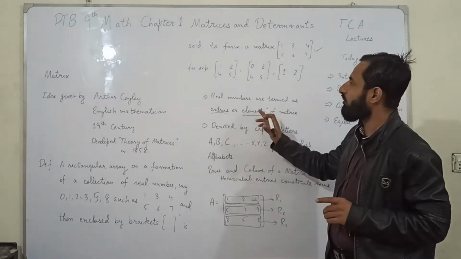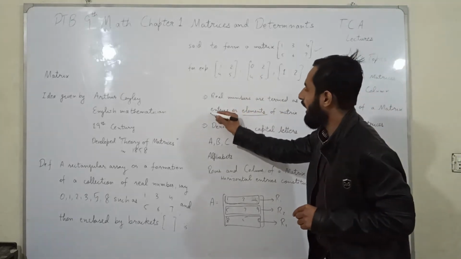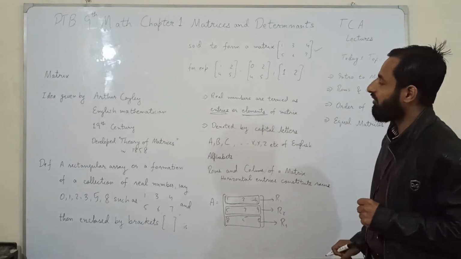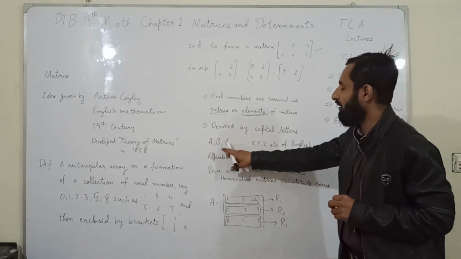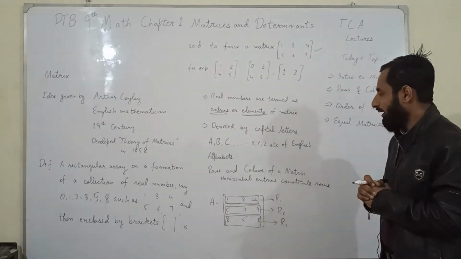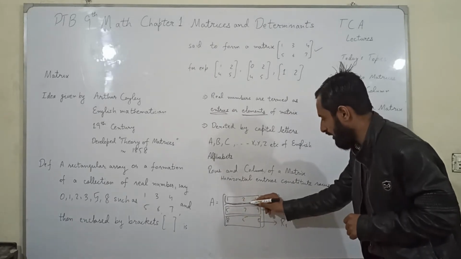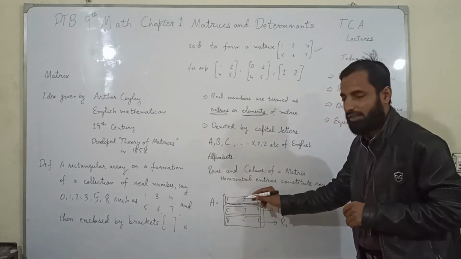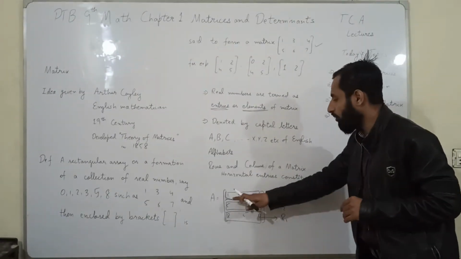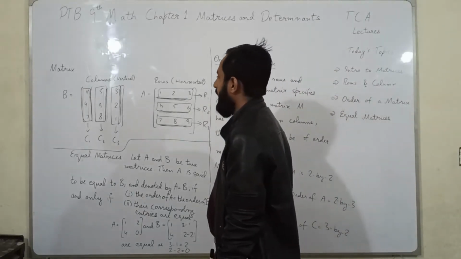Now come to the entries or elements. Any real number which is stated or listed in the matrix is called an entry or element of the matrix. Any matrix is denoted by a capital letter A, B, C or any English alphabet. Now what are rows and columns? The horizontal entries, which are arranged on a horizontal axis, like we can say the x-axis in a Cartesian plane, are called a row.